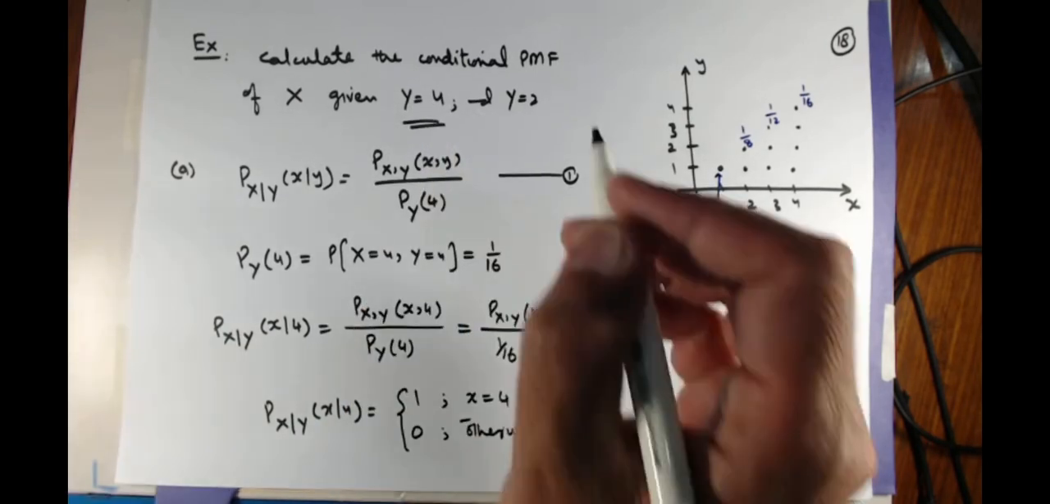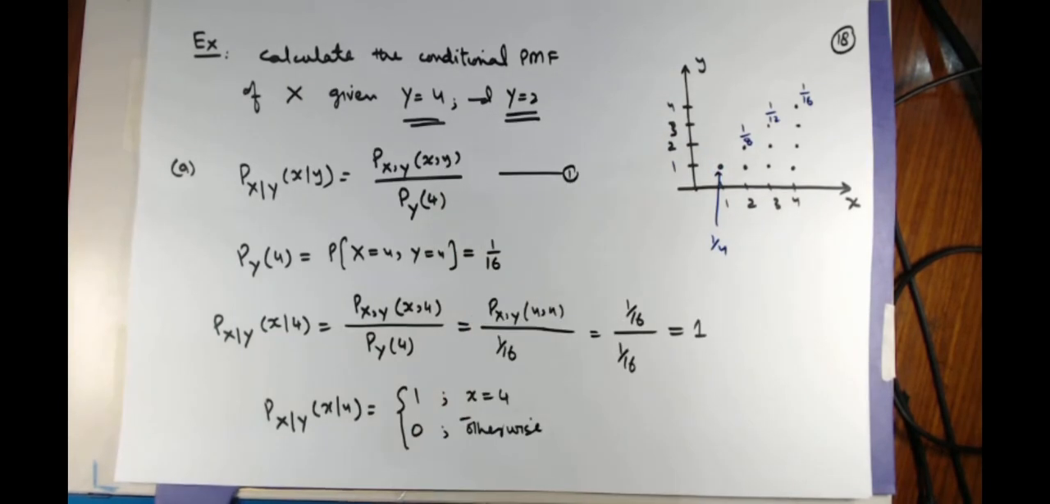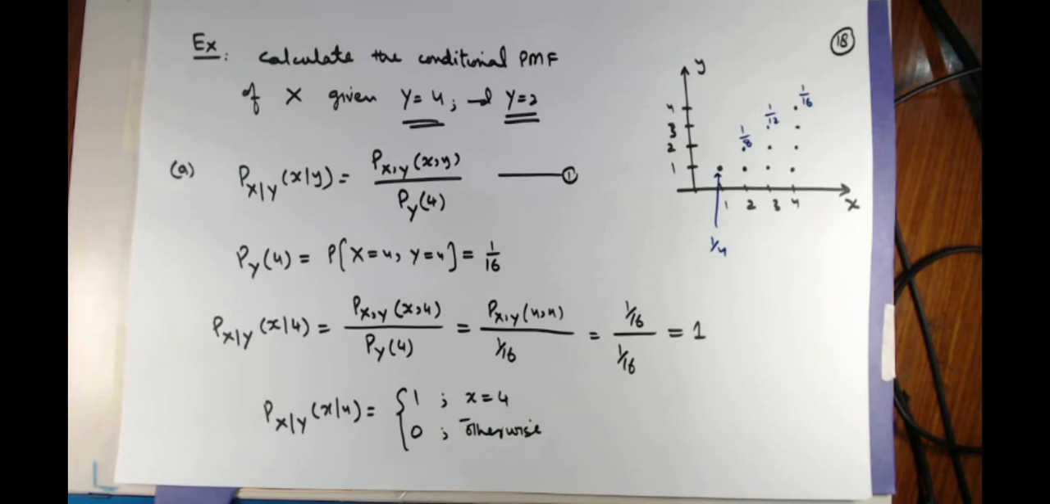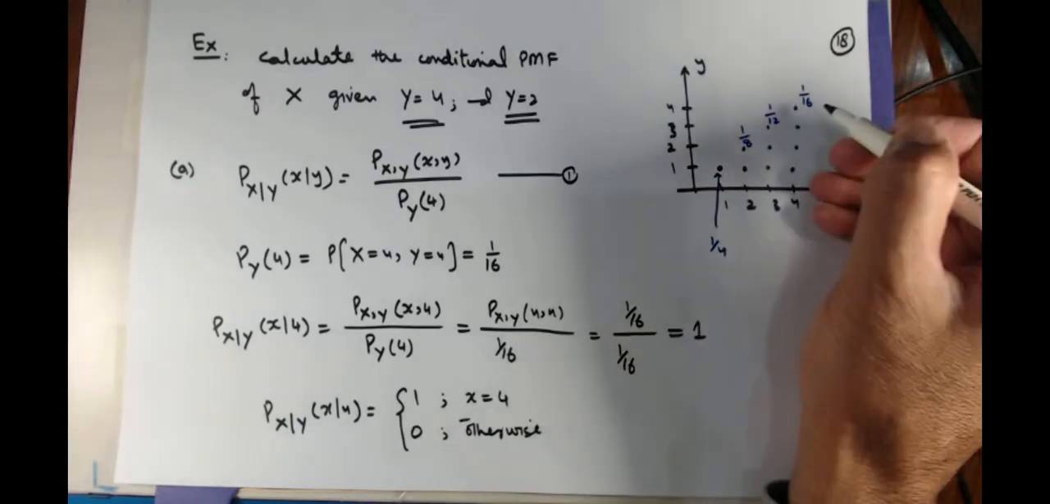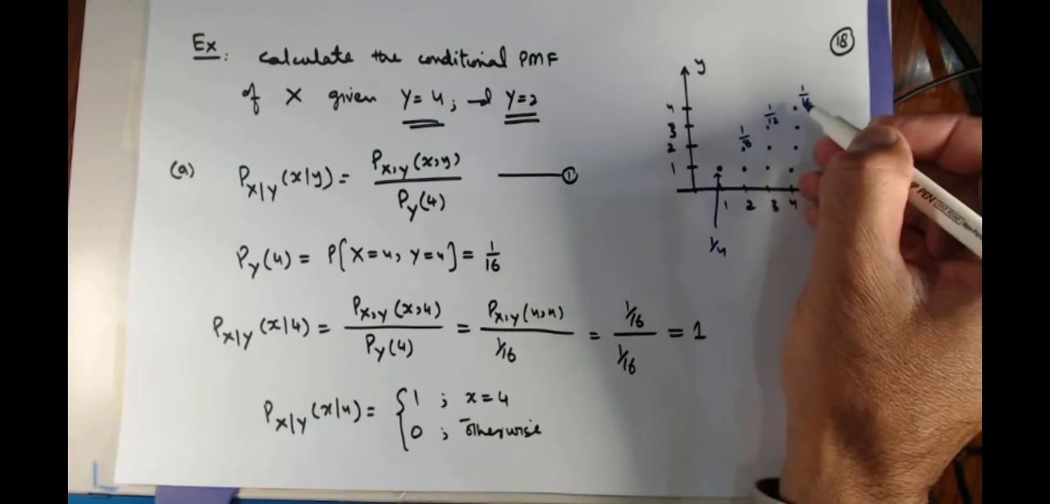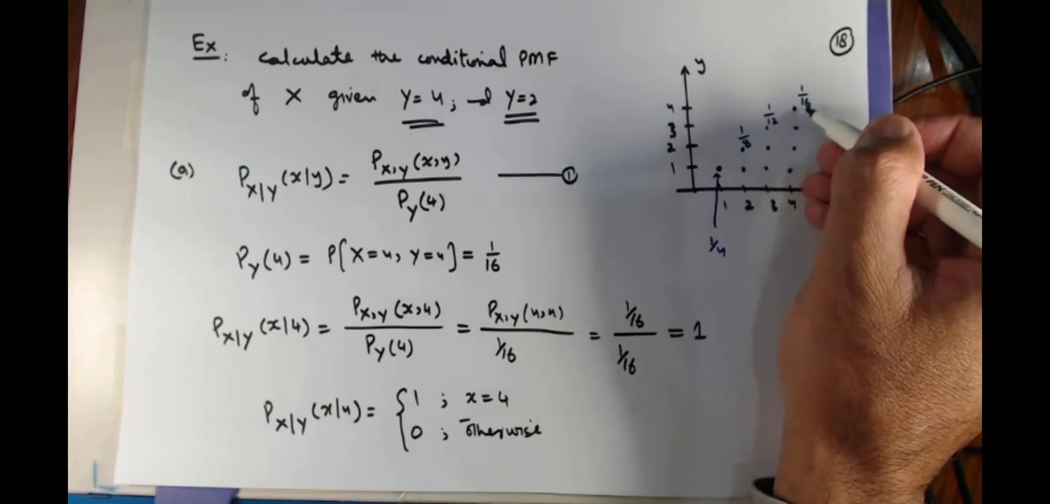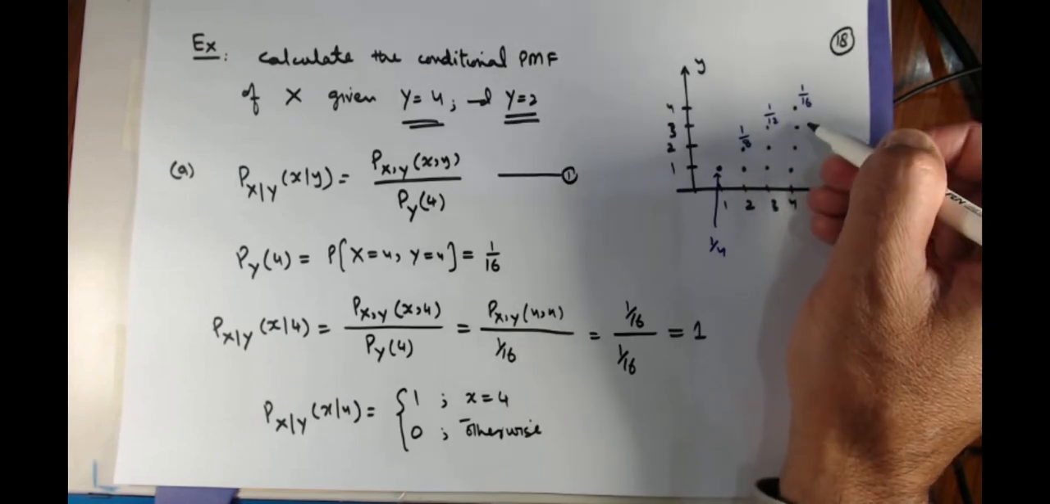Here you saw that with Y is equal to 4 there is only one possibility of the distribution of X, because there is only one intersection point where X and Y are 4, where Y is equal to 4 and any other point.